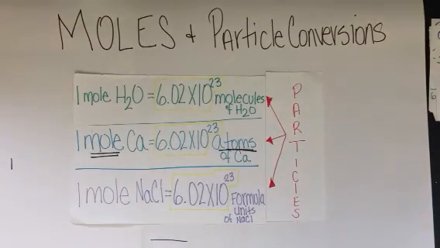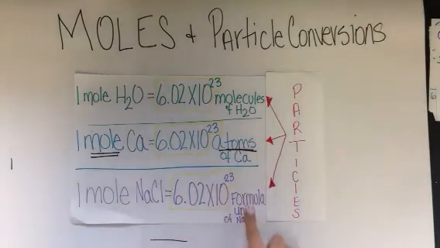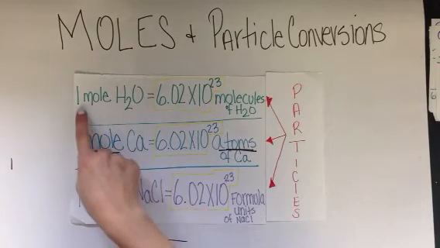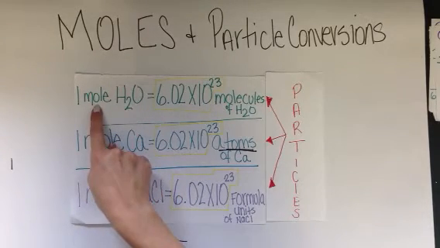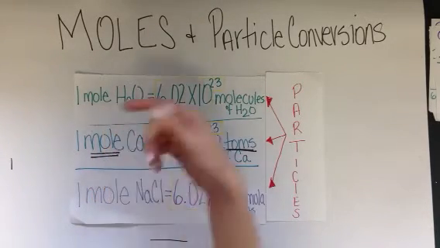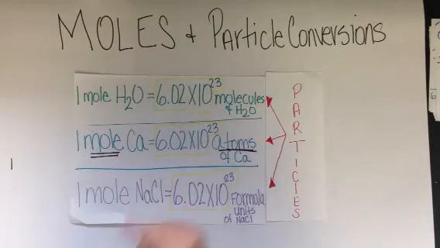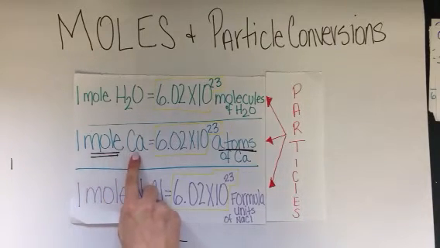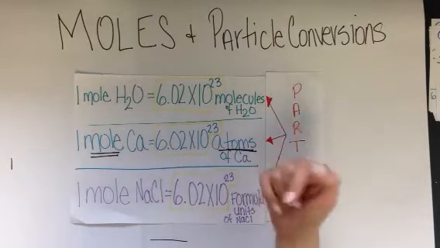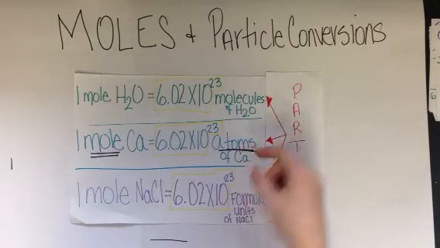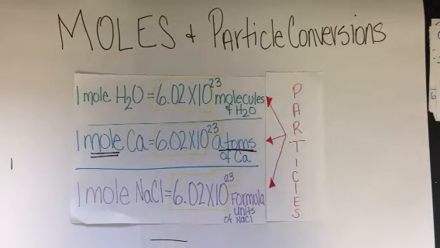And all I've done is I've taken these popular particles and I've written out what you know, and that is 1 mole of water, as an example, is equal to 6.02 times 10 to the 23rd molecules of water, because water is a molecule. 1 mole of calcium is 6.02 times 10 to the 23rd atoms of calcium. Again, calcium is an atom, that's why I picked calcium.